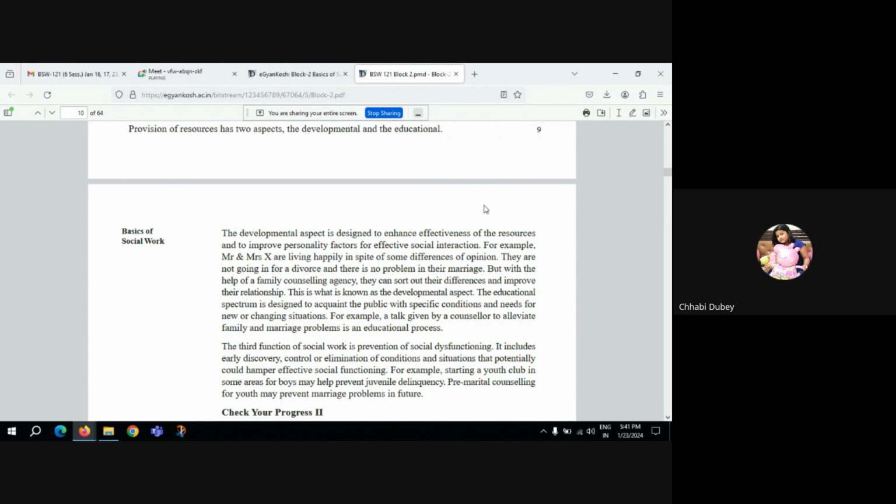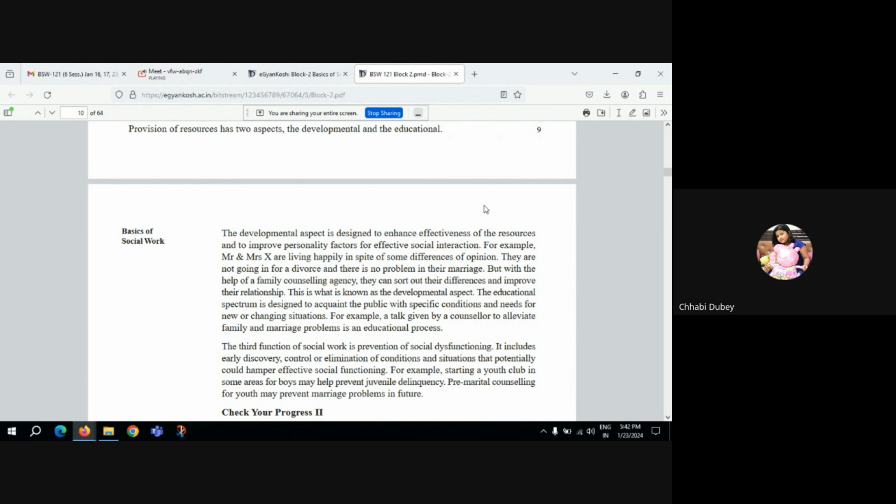The third function of social work, apart from these two, is the prevention of social dysfunction. How do you prevent social dysfunctioning? It includes early discovery of dysfunction, and control or elimination of conditions and situations that can have a potentially harmful effect on the overall functioning.